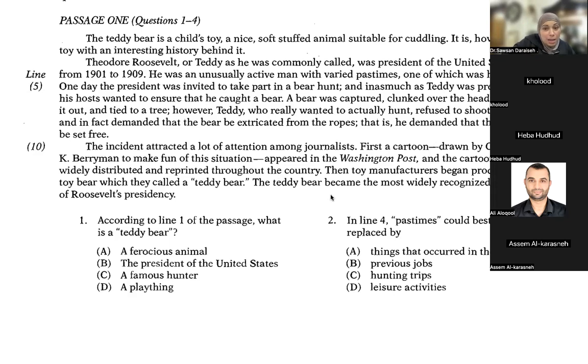Okay, so the teddy bear became, for all of you who have bears at home, you are in some kind of way remembering Theodore Roosevelt, bringing back the story, reviving it. So the teddy bear became the most widely recognized symbol of Roosevelt, a symbol of Roosevelt's presidency during that time.